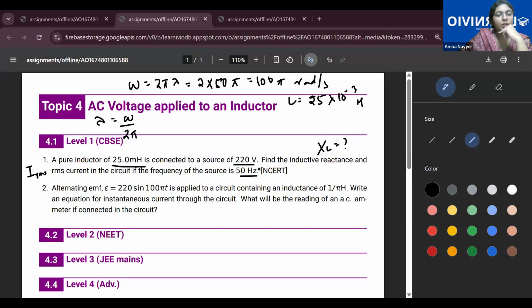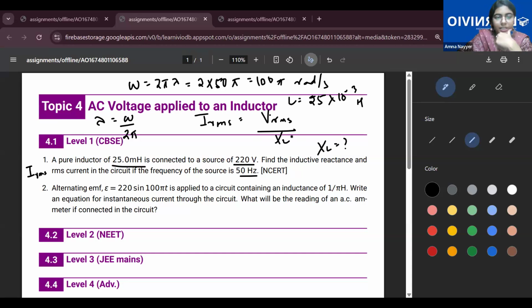Okay. And for the IRMS current, voltage is there. From here, XL can be calculated. So IRMS will be, see, voltage by resistance. The resistance of an AC circuit having only inductor is XL. So that way you will get the answer for the first part. Clear? Yes, ma'am. Okay, second says EMF is given.